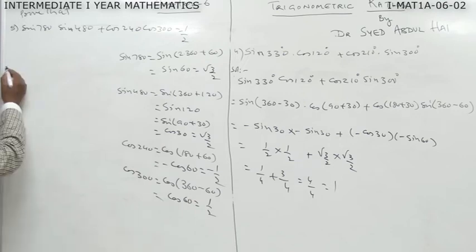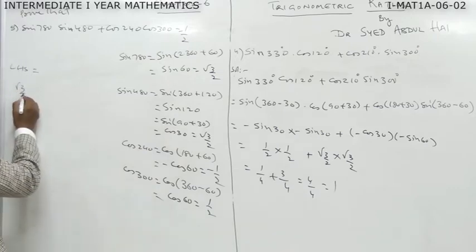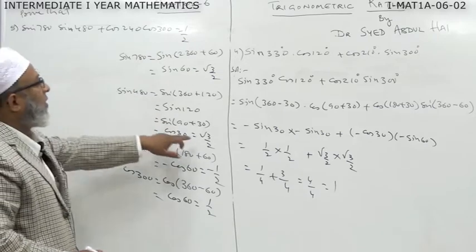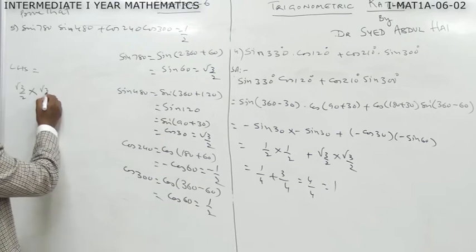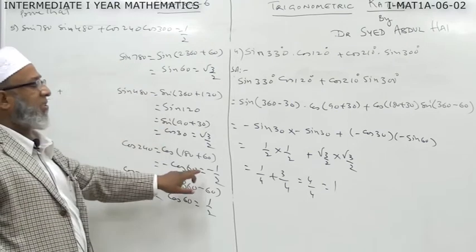Now, substituting in the left hand side. LHS is equal to sin 780. The answer is root 3 by 2, into sin 480. Answer is root 3 by 2, plus cos 240. Answer is minus 1 by 2.